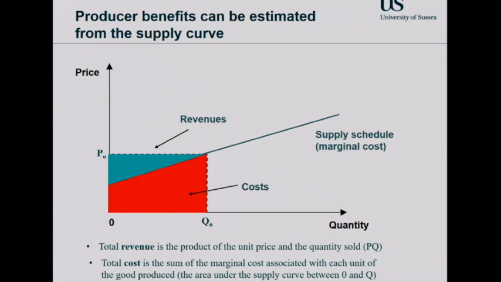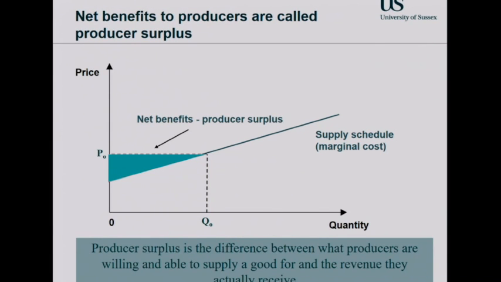So if you subtract the cost from the revenue, you get that triangle there. That is a measure of the benefits that producers get from participating in this market, in the same way as you have the measure of the benefits that consumers got. You think of it as profits. But the technical term is producer surplus.